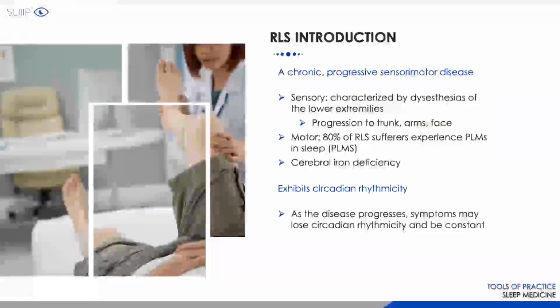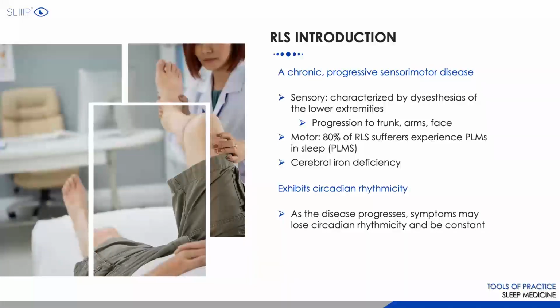So what is restless legs? It is chronic and progressive. Patients complain of sensory issues that get relieved with some motor manipulation or movement. As far as what we know, it seems to be associated with cerebral iron deficiency. Now, even if you check your serum levels, it may not show true iron deficiency.